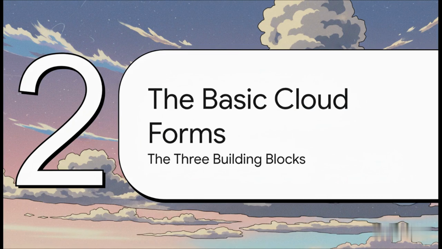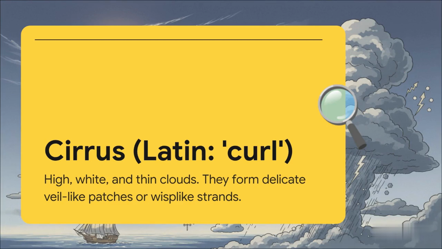All right, first things first, let's meet the three fundamental building blocks. Think of these as the primary colors of the sky. Pretty much every cloud you see is either one of these or some kind of mix and match combination of them. First up, meet Cirrus.